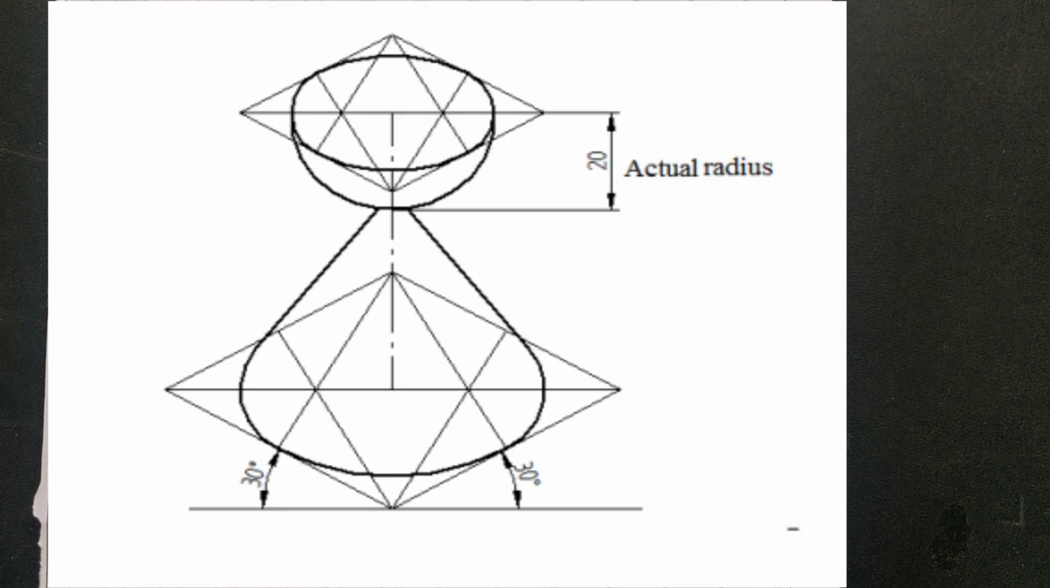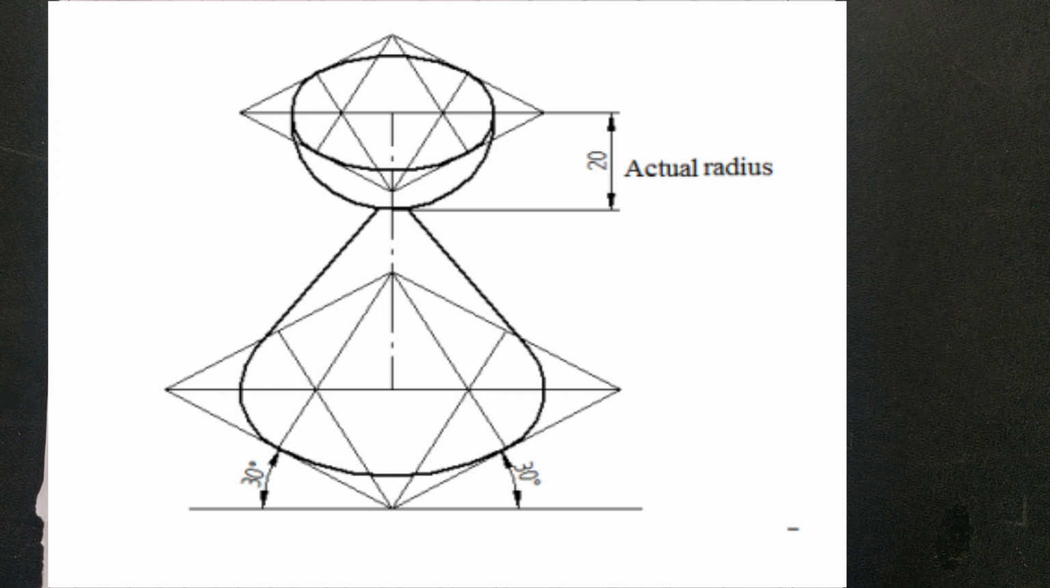Everyone, in this particular session, we will be learning a problem on isometric projections, which is a typical cone and a hemisphere problem. When you say cone, the base of a cone is a circle. When it is placed in isometric projection, it looks like a sphere.